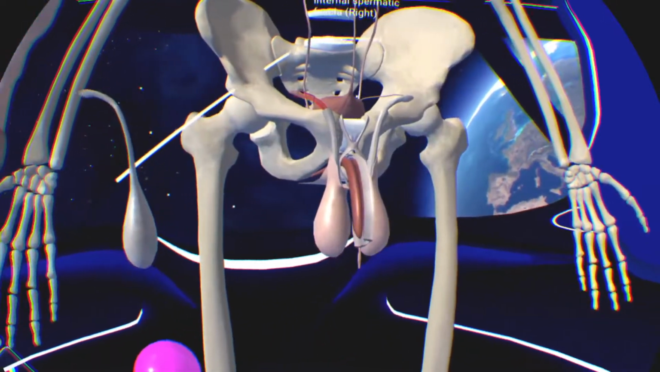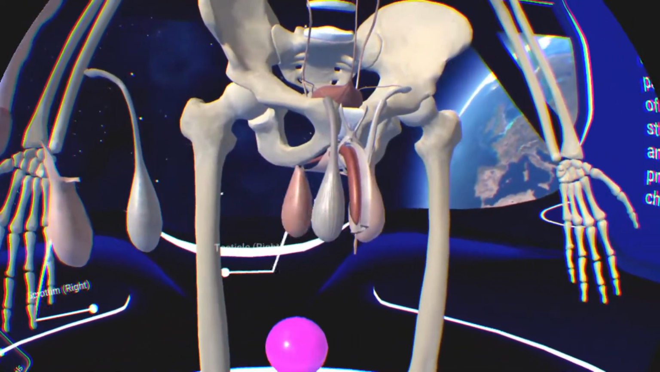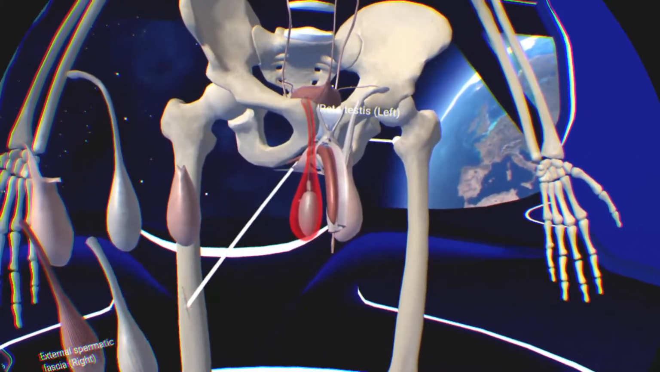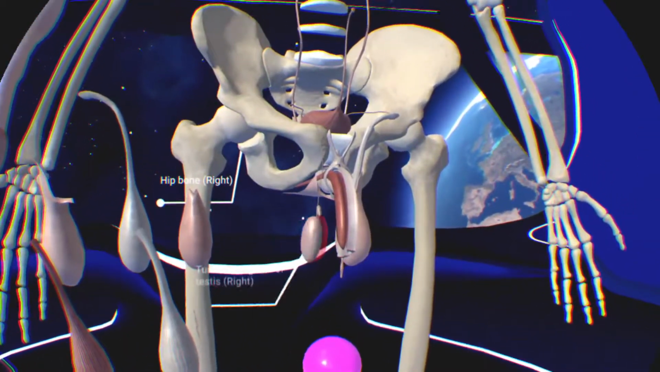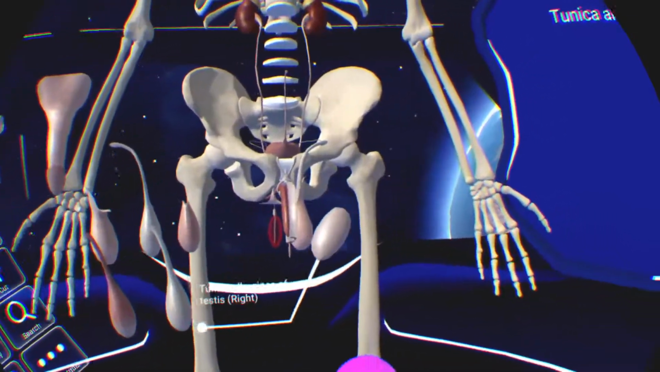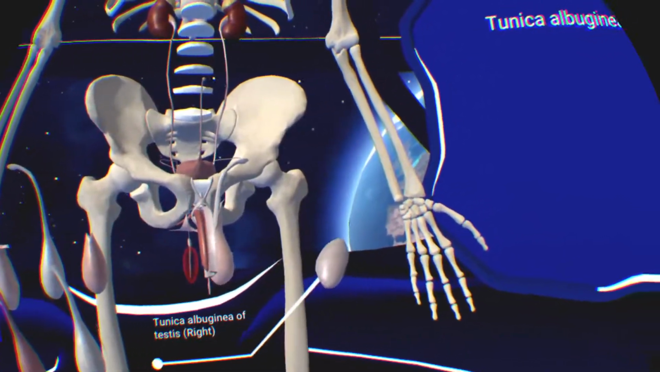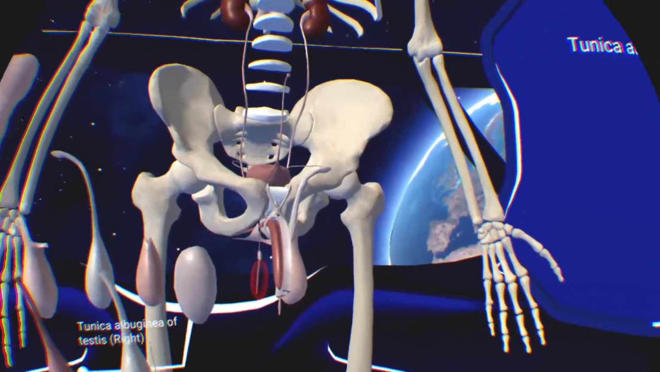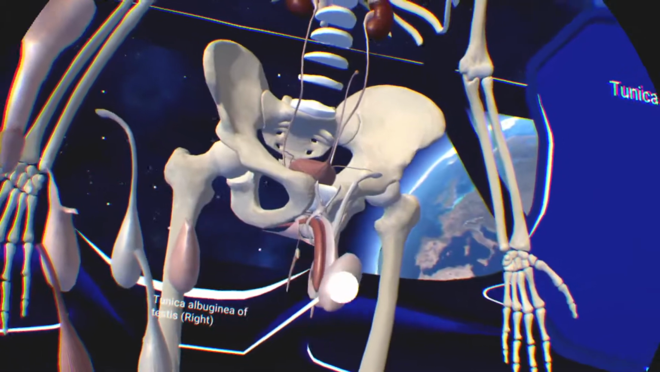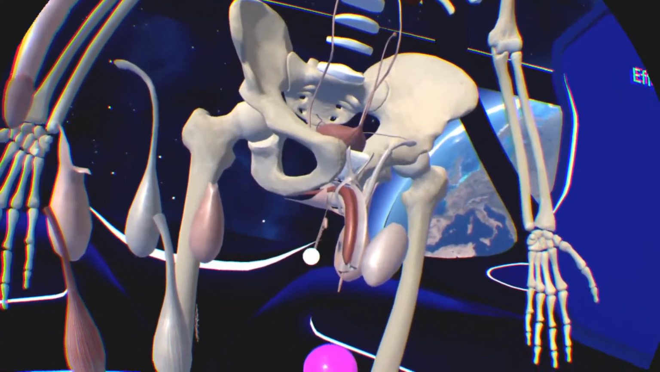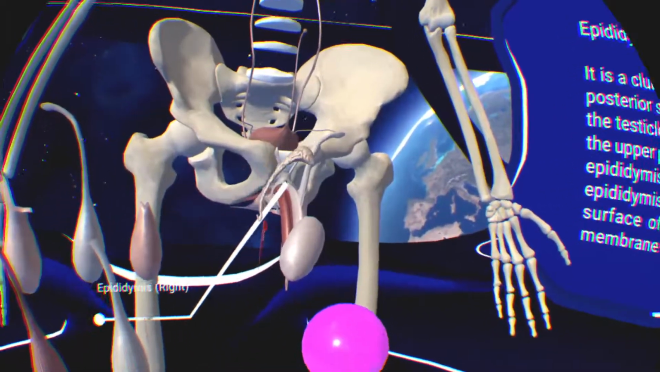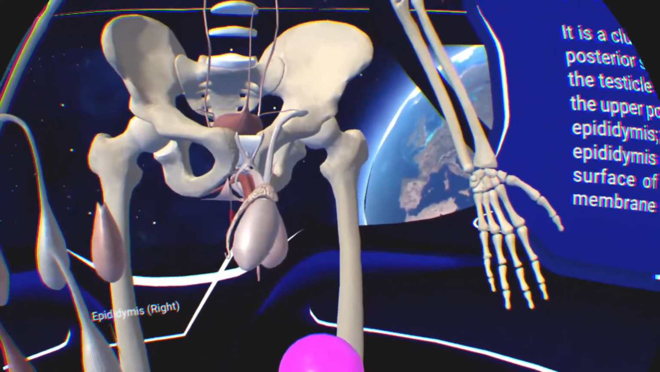I want to let you see this, the testis. The testis is the place where sperm are produced. A lot of cell divisions are performed here, and those sperm will be stored in the epididymis. Actually, the sperm are stored inside here in the epididymis.